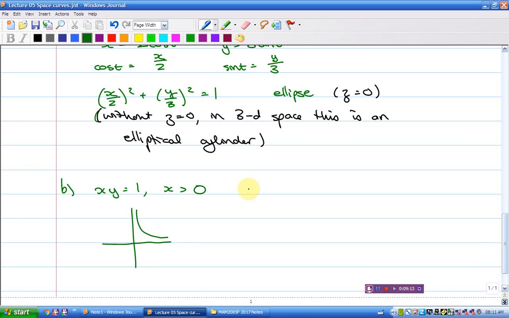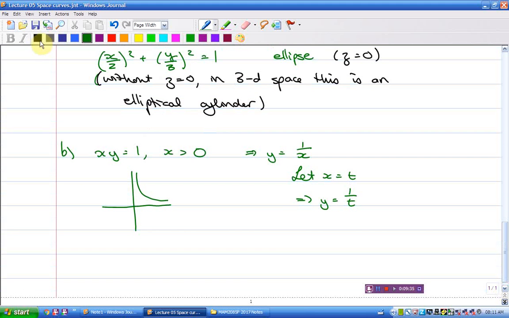So what I'm going to do here is I'm going to say y is 1 over x. So let x equal t, and then it follows that y is 1 over t. Ooh, I need to go back to part A. I left something out. But let me finish part B. In other words, r of t is equal to (t, 1 over t). And because I'm wanting to restrict myself to x greater than 0, it means I'm restricting myself to t greater than 0. Yes, question?